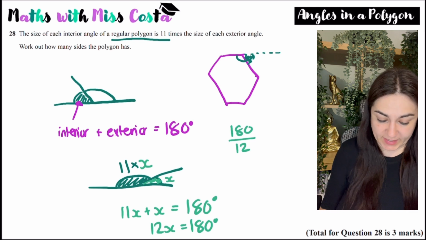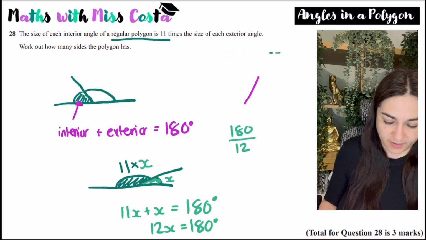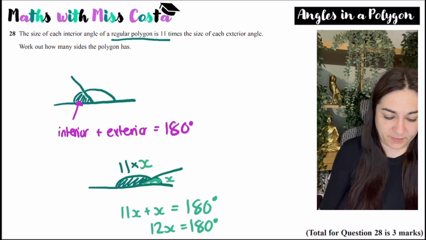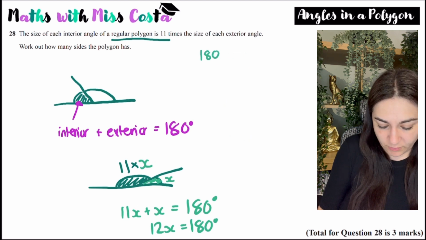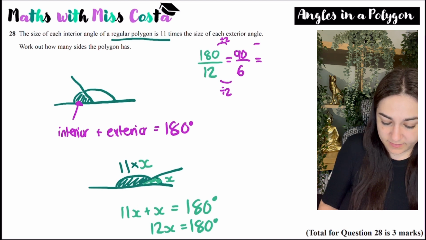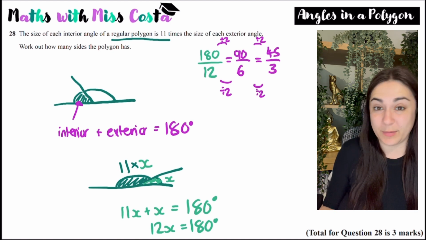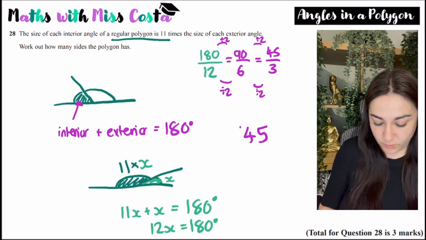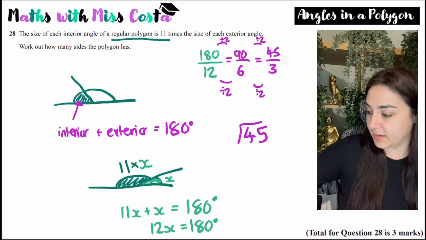So what I could do is simplify. If you know how to do long division, that's great. But otherwise, we're going to have to simplify. So you've got 180 divided by 12. We can start by dividing by 2. So that would become 90 divided by 6. We could divide by 2 again. And then that would become 45 divided by 3, which you might be able to do in your heads.